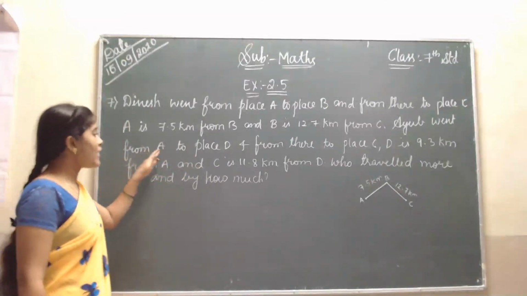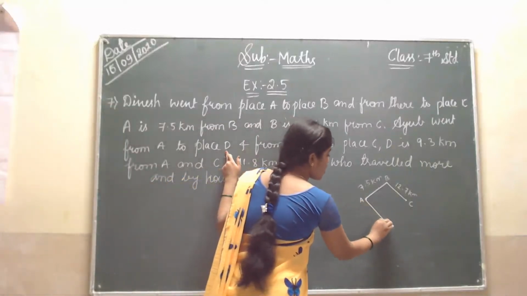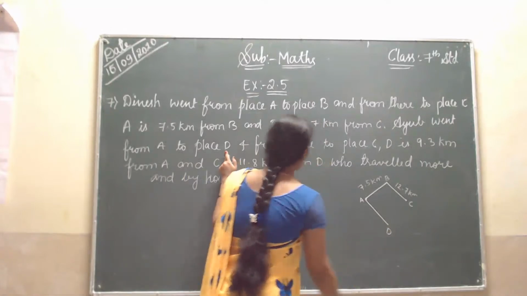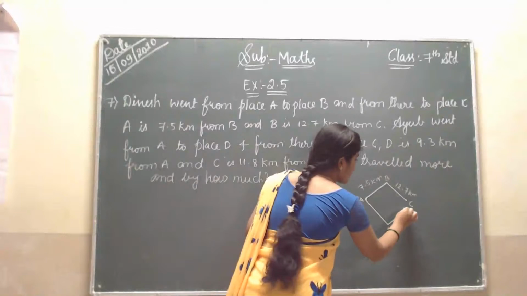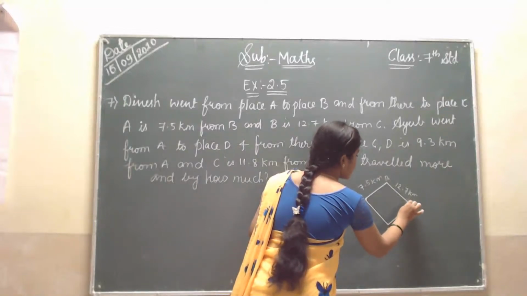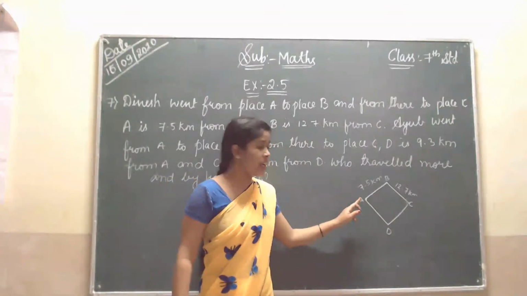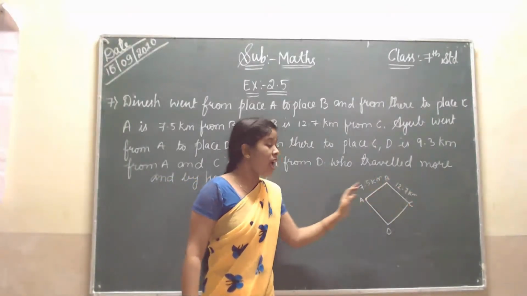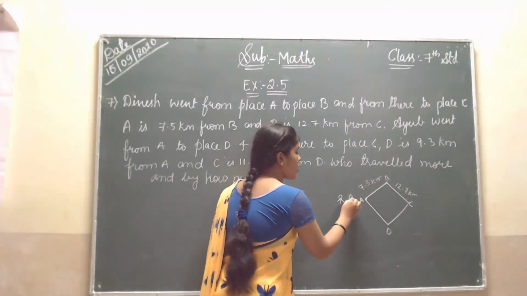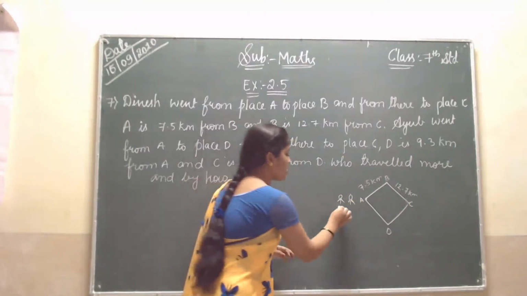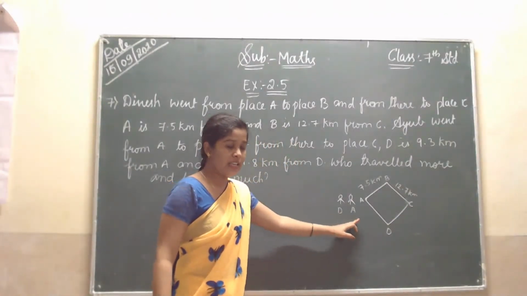Now the next part. Ayub went from A to D. So this is the D part. And from D to C, Ayub is going to C. Understood? Here Dinesh is going A to B, then B to C. Ayub is going here. He is Dinesh and he is Ayub.